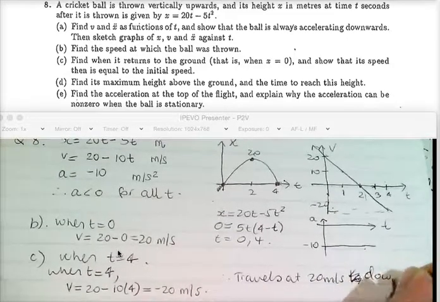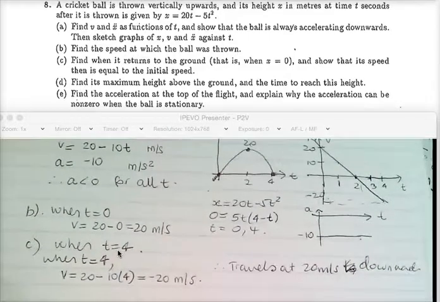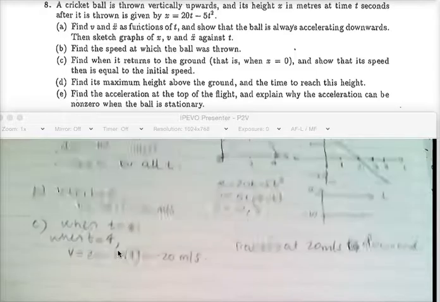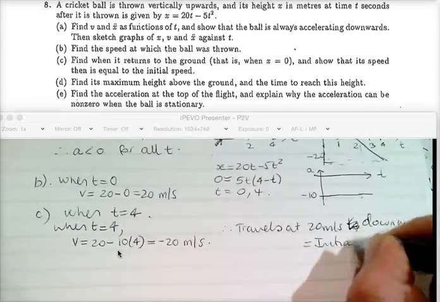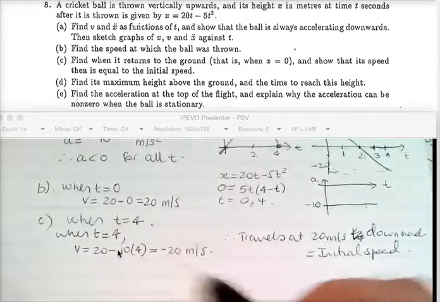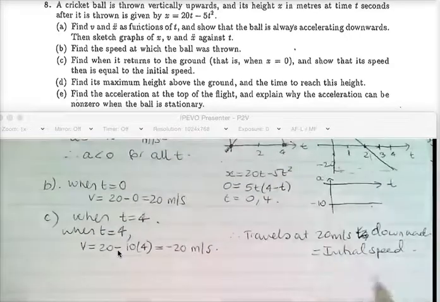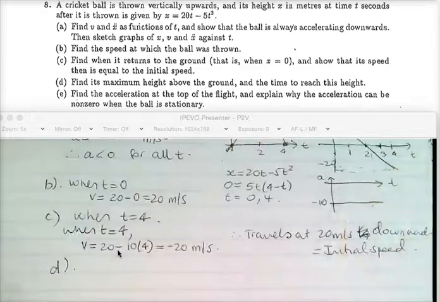Because remember, when the particle's been thrown upwards, it's positive velocity, and when the particle comes back down, it's negative velocity. So therefore, speed equals initial speed. Remember, velocity has direction, and you put the negative 20 meaning downwards, but speed is just the magnitude of the velocity, not the direction. D, find the maximum height above the ground.